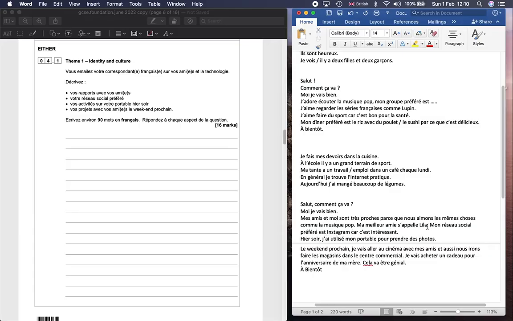My favorite social media is Instagram because it's interesting. Last night I used my phone in order to take pictures. Last night. Hier soir, j'ai utilisé mon portable pour prendre des photos. And then finally, our plans for the weekend.